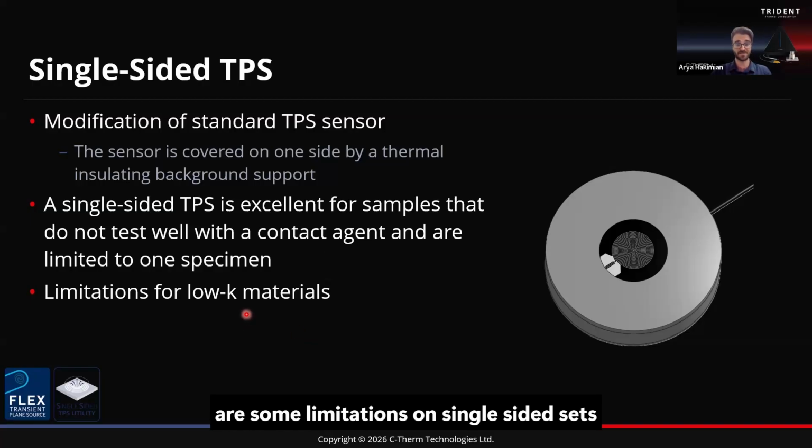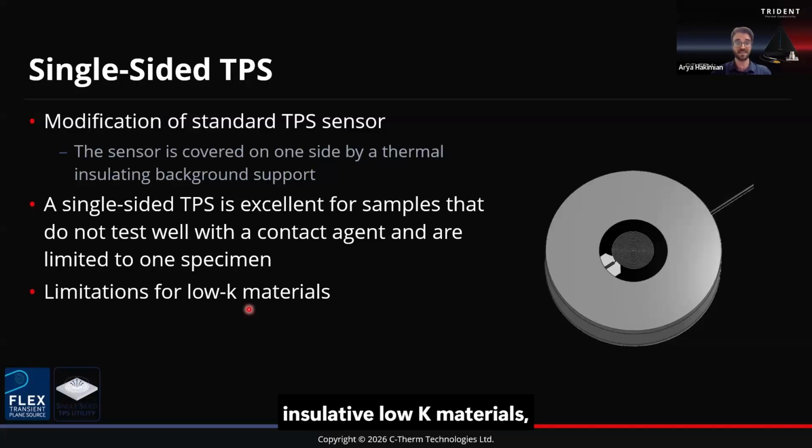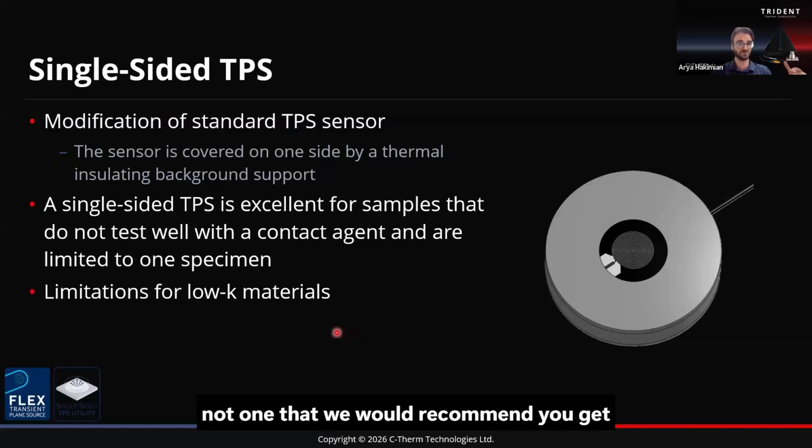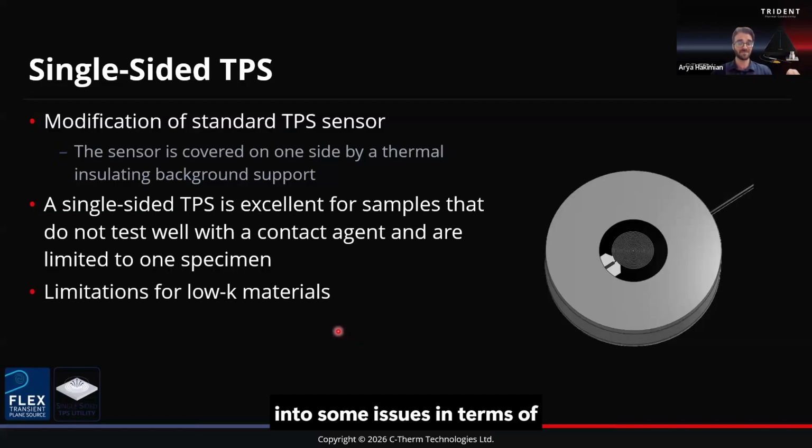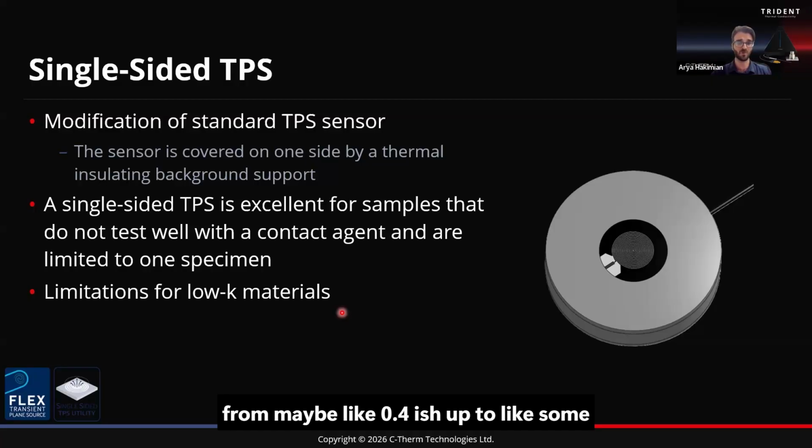Now, there are some limitations on single-sided measurements, specifically for insulative, low-K materials, textiles. This kind of arrangement is not one that we would recommend. You get into some issues in terms of measurement bias, and accuracy starts to really drop off. But for something like a concrete, which is middle range conductivity, I think generally you'll see it anywhere from maybe 0.4 up to some more conductive concretes, maybe 5 watts per meter Kelvin or so. This is a great option, especially if you're limited on your sample volume.